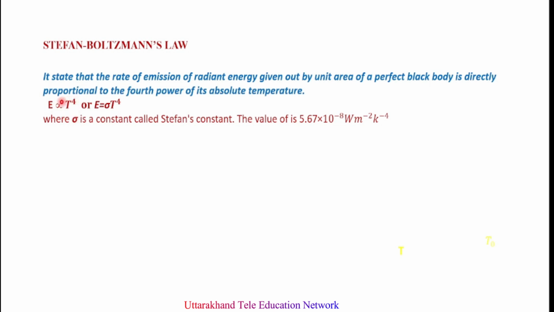This statement was given by Stefan, and further this law was proved mathematically, thermodynamically and experimentally. Now we remove the proportional sign and take a constant. This is called sigma, the Stefan constant. The value of this constant is 5.67 × 10^-8 watt per meter square per Kelvin to the power 4.